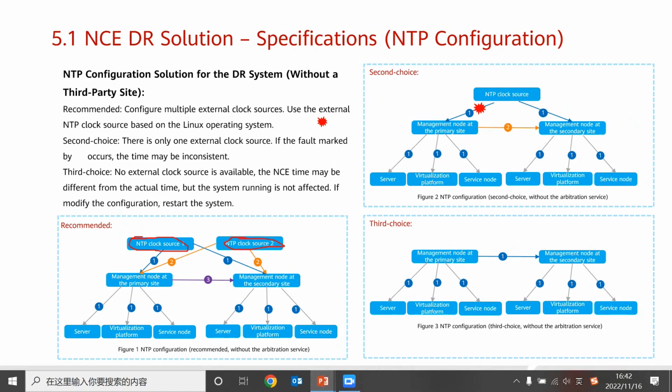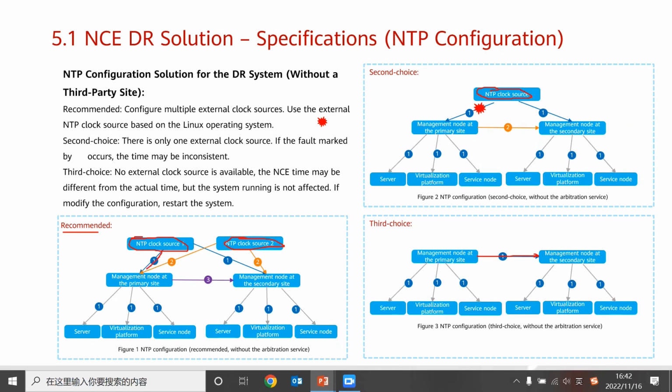And if you can do it, the secondary choice is to have one external clock source. And the next choice, the third choice, is to provide the NTP clock source from the active side to the standby side. But let's just focus on the recommended way. So basically, the numbers here are the configuration priority.